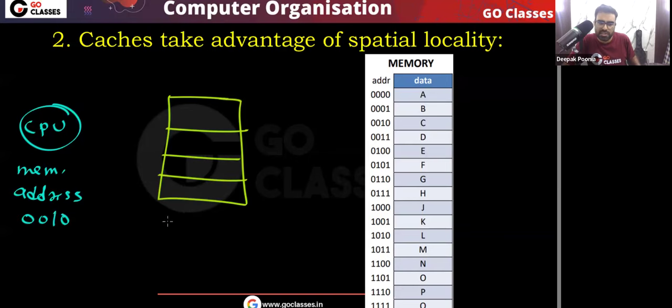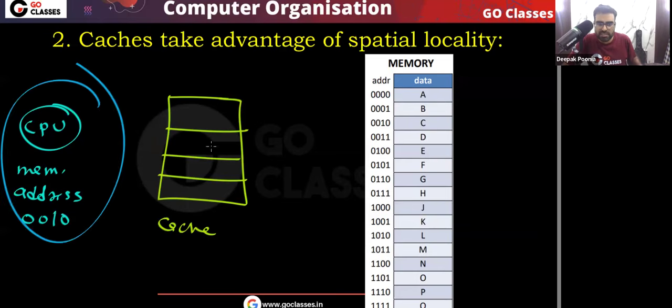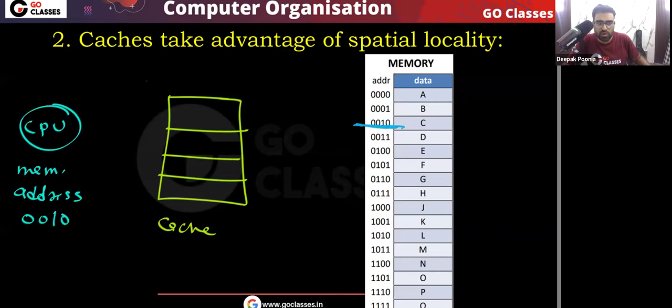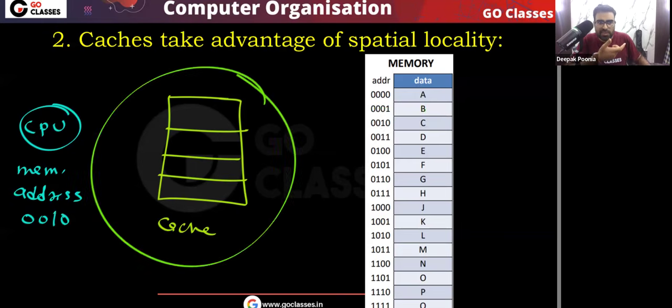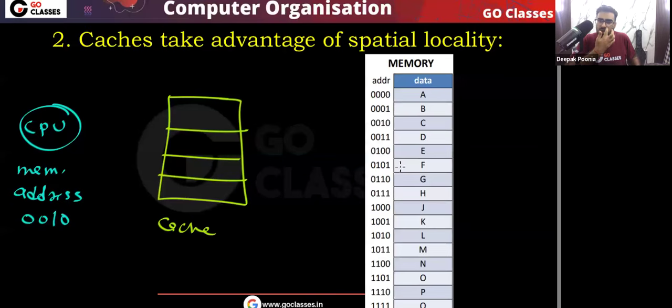Okay, now initially let's assume that the cache memory is empty, so there is nothing in the cache memory. Now this CPU wants to access this address 0010, but we know that most of the programs have spatial locality. This is not available in the cache memory, so there is a cache miss. So of course this data we will copy from main memory to the cache memory.